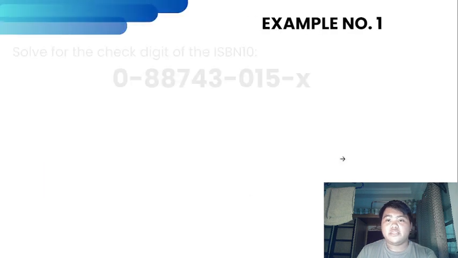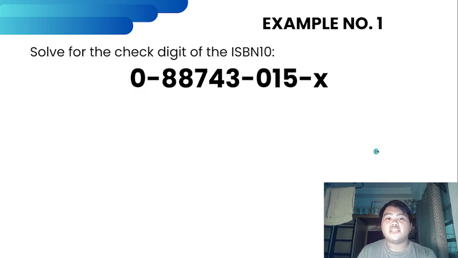Let's proceed to the first example. We need to solve the check digit of the ISBN 10 as shown. So we have 088743015X, where X is the check digit of the ISBN 10.